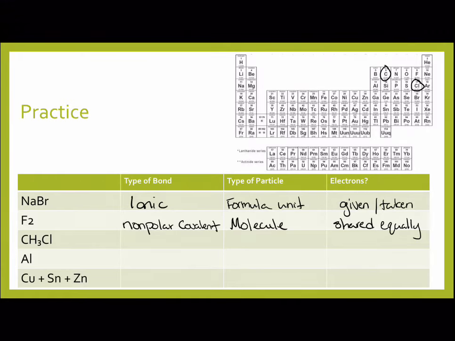Our next one, CH3Cl. Carbon is group 4, chlorine is group 7, and hydrogen is group 1. So this would be all nonmetals. So again, this would be covalent. But this time, carbon and chlorine have a big difference in electronegativity, so this would be polar covalent. The particle is still a molecule. The electrons are still shared, but this time they're shared unequally.